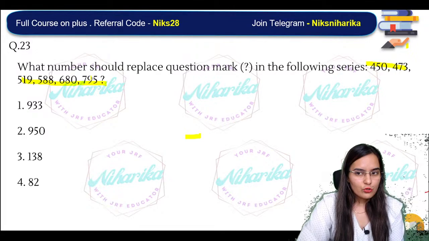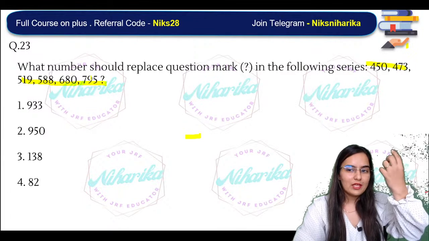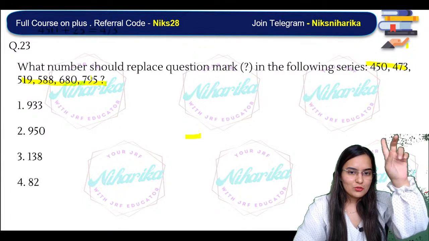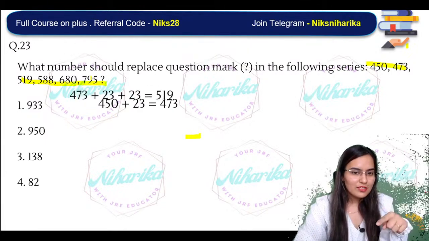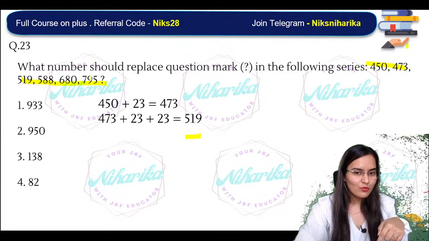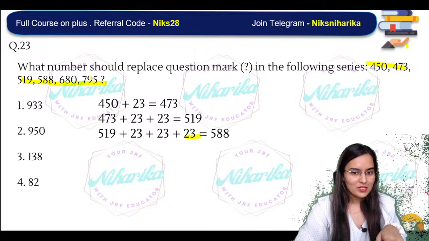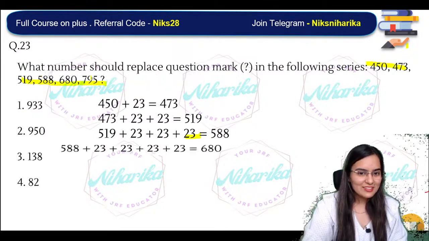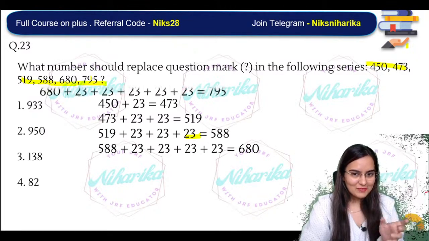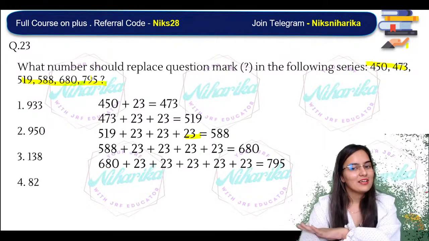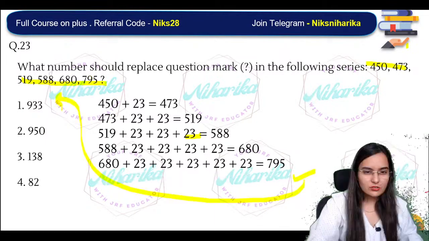Since the numbers are in increasing order, you just have to find the difference between the second number and the fourth number. So 450 plus 23 is equal to 473. Then 473 plus 23 plus 23 is equal to 519. Then 519 plus 23 plus 23 plus 23 is equal to 588. Then plus 23 four times gives 680. Then 5 times gives 795. So basically 6 times if you add.